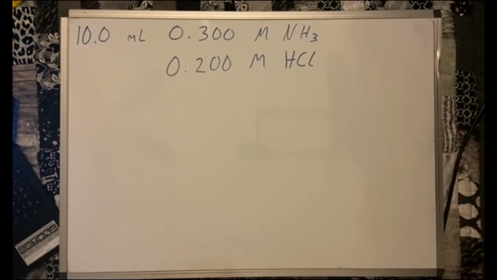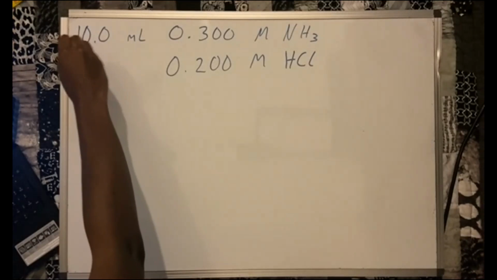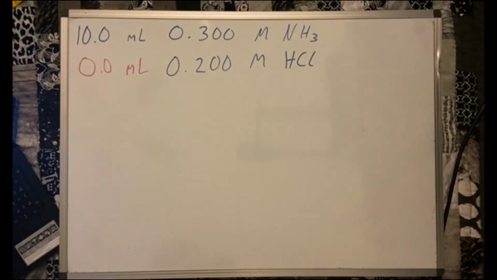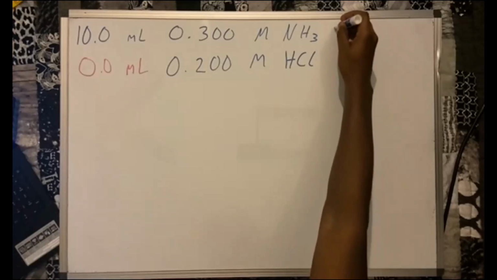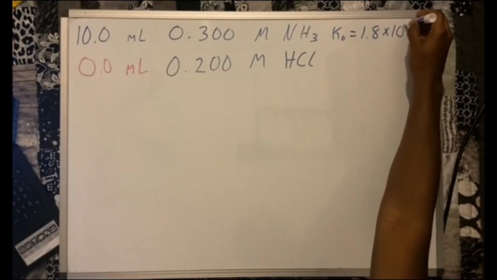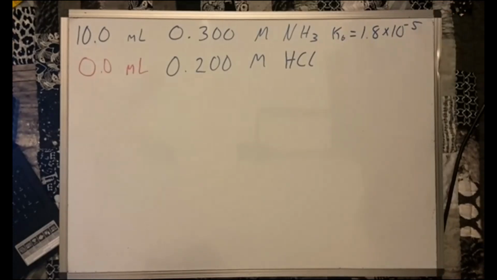Okay. So the first part was when we added 0 milliliters of that. Okay, and then does everyone see that this turns into a chapter 16 problem when I have none of this? I'm just asking you for the pH of NH3. And then I told you the Kb. Right.